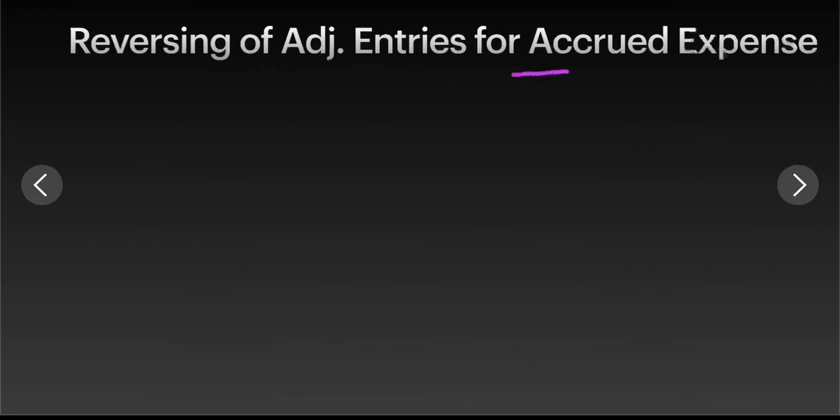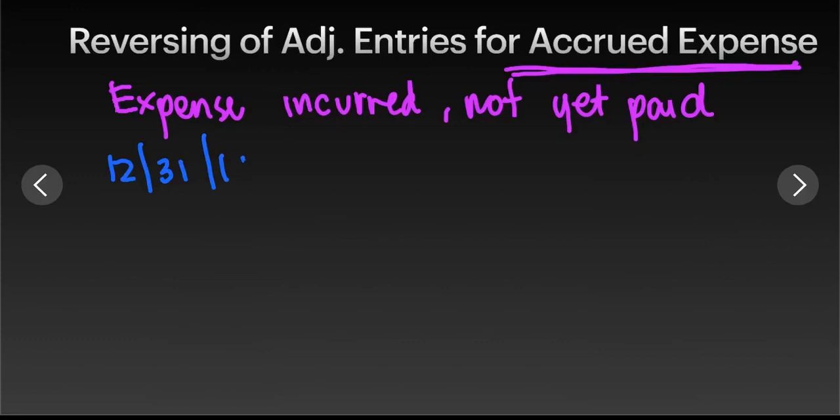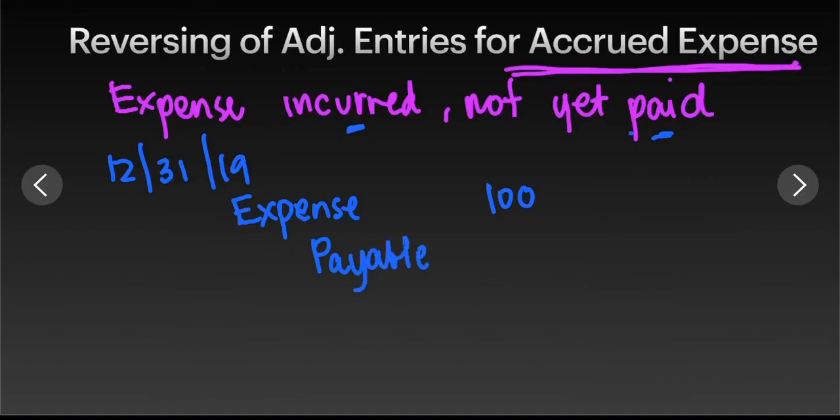The second entry that can be reversed is accrued expense. So let's have again a recap of what an accrued expense is. It is an expense already incurred but not yet paid. So what will be your adjusting entry? Since it is already incurred, you recognize an expense, let us say 100. Since it is not yet paid, you recognize a payable, which is a liability, for a credit of 100.